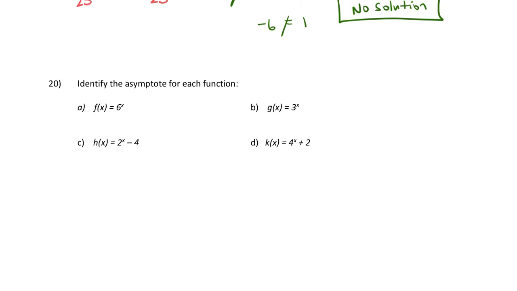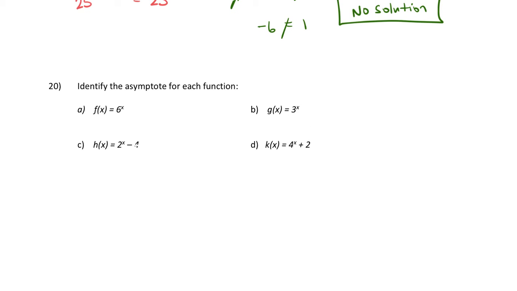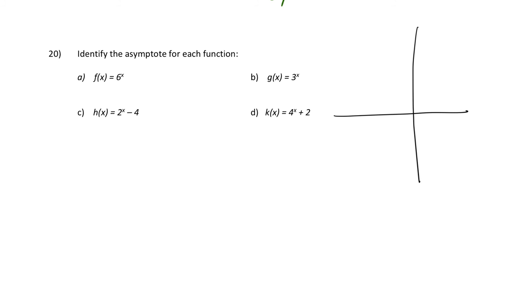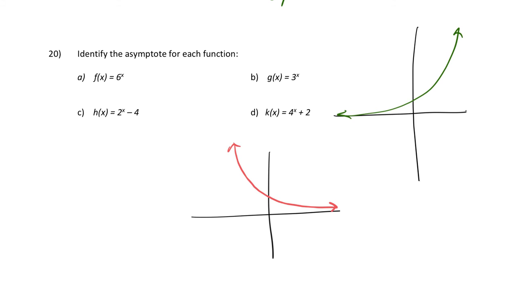All right, so number 20, identify the asymptote for each function. So just as a reminder, these are our exponential functions. If you notice, we have our variable as the exponent. So what these functions look like when they're graphed, let me just show you a quick reminder. Our exponential functions are those graphs that had a curve. So for example, an exponential growth function looks something like that. If it was a decay function, it looked something like this, where it was going down from left to right.